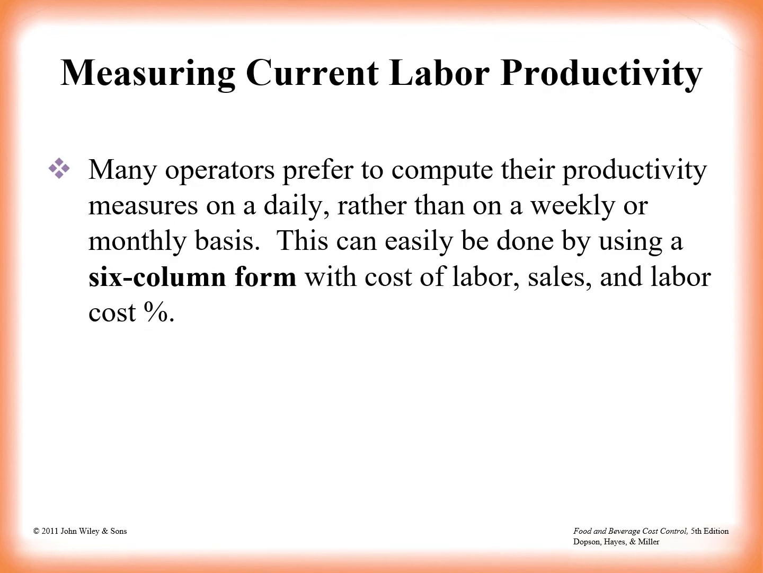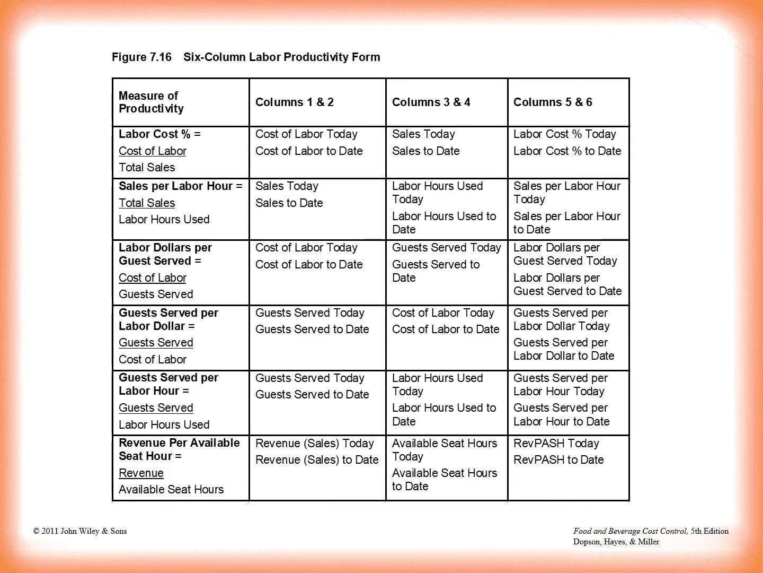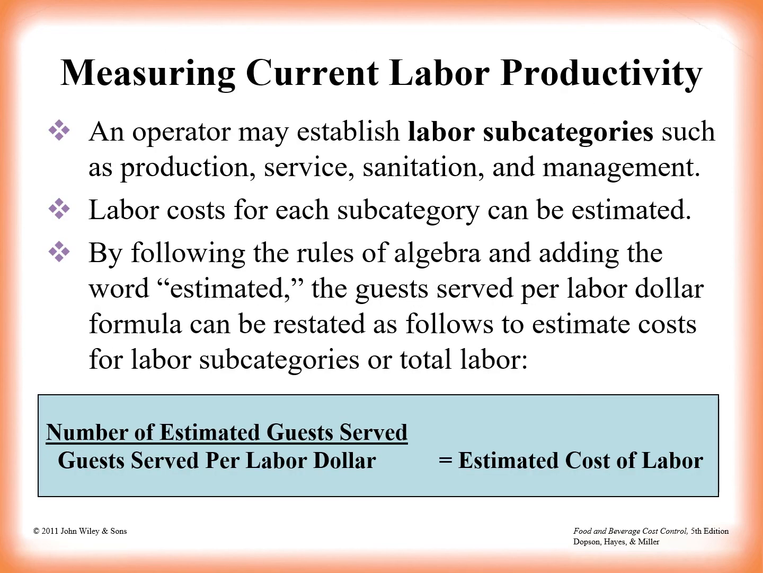I'm not going to get heavily into the 6-column form here. Look over those. We can also establish labor subcategories. So there are different types of labor. It could be the kitchen, the front of the house versus back of the house, versus sanitation versus management. I can look at how efficiently I'm using each one of those by looking at the number of guests served divided by how much I'm spending on each one of those categories.